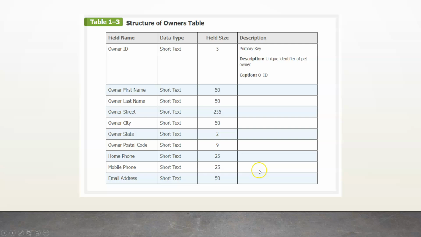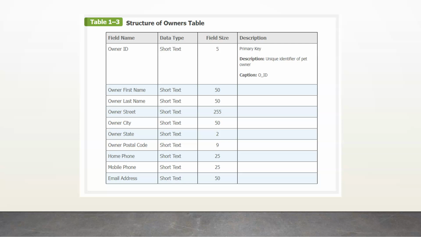Here's just a general overview of what the structure of our owners table is going to look like. We're going to have several fields that are listed along the side here. We also have several data types. You'll notice all of them for the purpose of this table are just going to be short text. We're also going to modify the field size. That is going to limit how many characters. So for instance, the owner ID will allow us to put up to 5 numbers within that field.